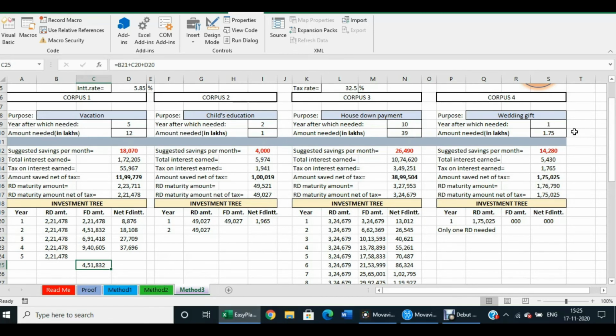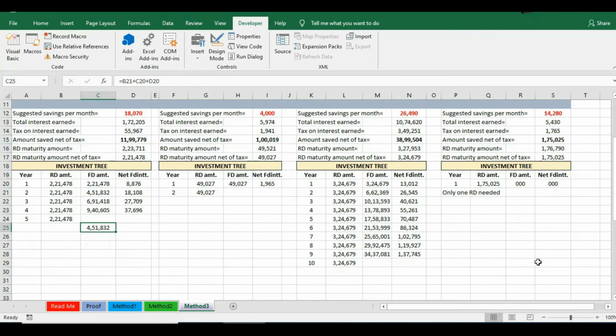Corpus 4 is only for 1 year. Therefore, you will need to make only one recurring deposit, which will give you 1,75,025 net of tax. Why do you need such a method? Well, it has more flexibility in the sense that you can stop and start again after any year if due to some emergency you are not in a position to make the recurring deposits for some time, and then resume again. If you do so in method 2, bank will levy a penalty for premature closure of the scheme.